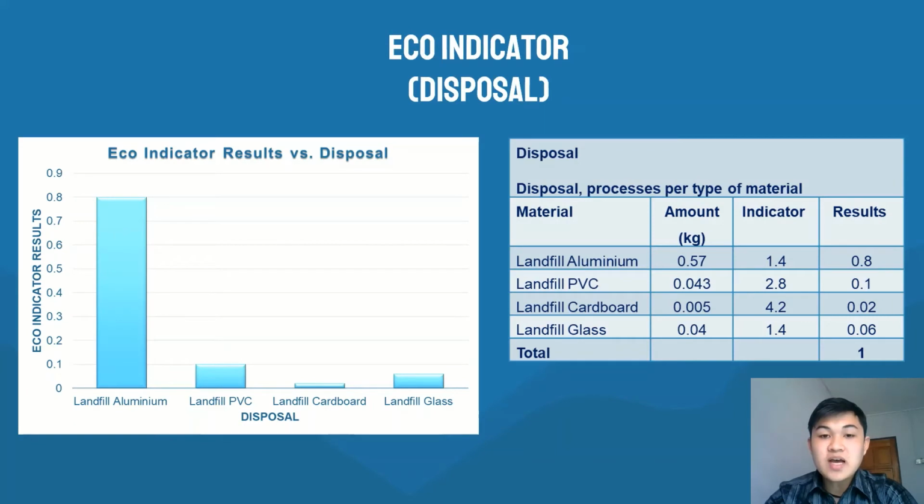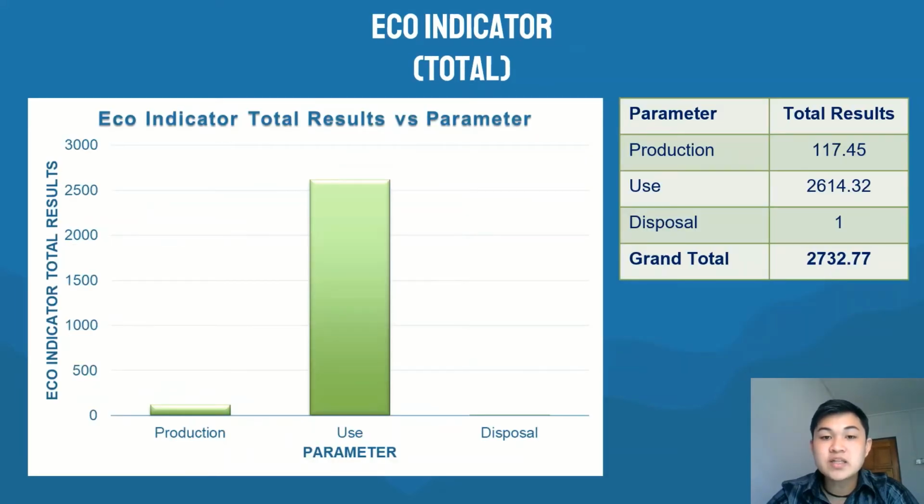At its end of life, the disposal of aluminium at the landfills recorded the highest impact compared to other materials such as PVC, glass, and cardboard. Overall, the eco indicator shows that the total environmental impact for the original design of the table lamp is 2732.77, with the highest impact during the usage of the table lamp.